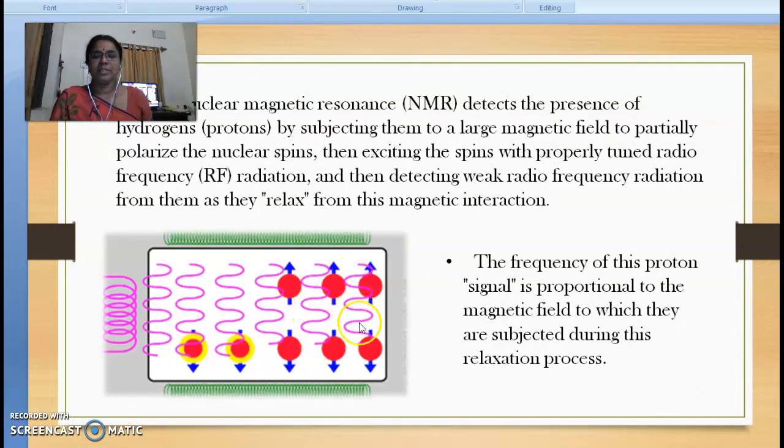See, these six are going to be seen in one color and these two in a different color. So this shows the difference between healthy and unhealthy tissue. The frequency of this proton signal is proportional to the magnetic field to which they are subjected during this relaxation process.